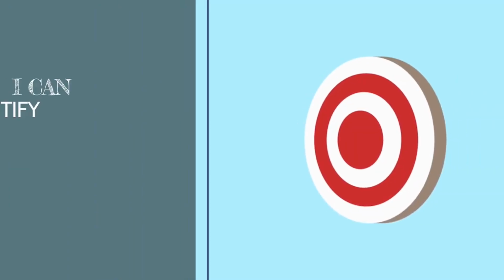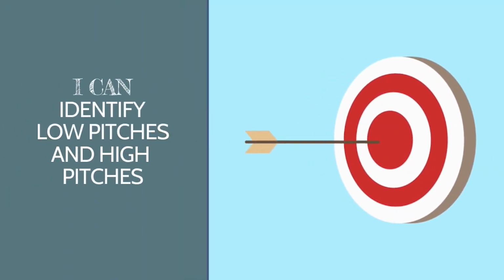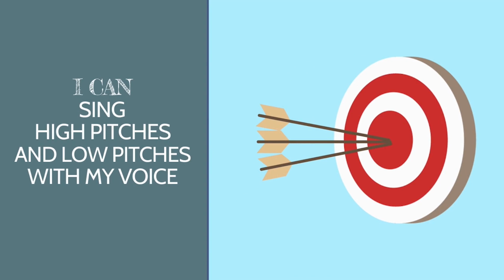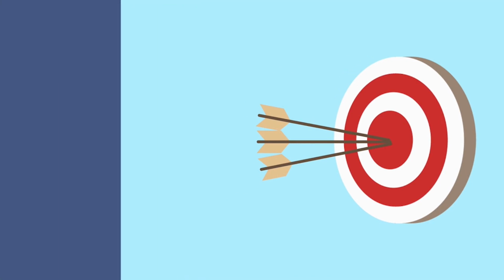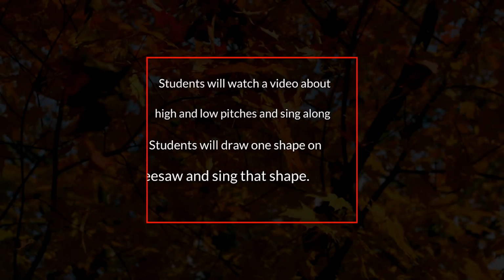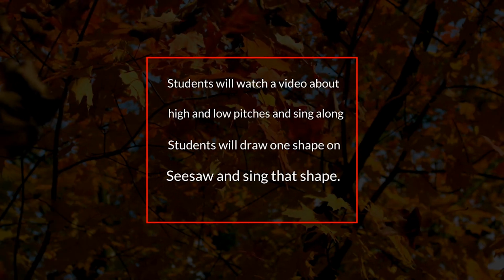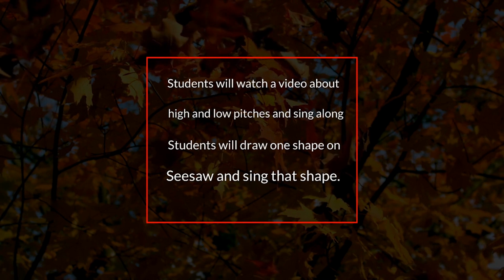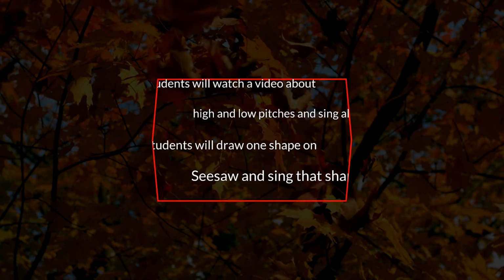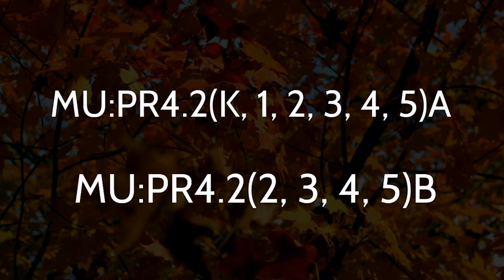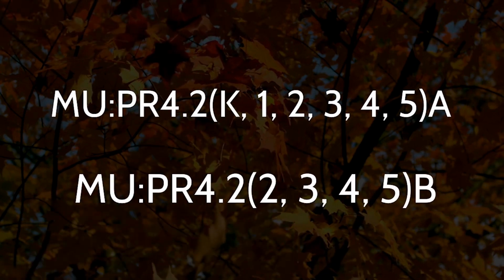Today's learning targets are: I can identify low pitches and high pitches, and I can sing both high and low pitches with my voice. Today's success criterion is students will watch an instructional video about high pitches and low pitches while singing along with the video. When they are done, students will draw at least one shape on Seesaw and record themselves singing that shape.